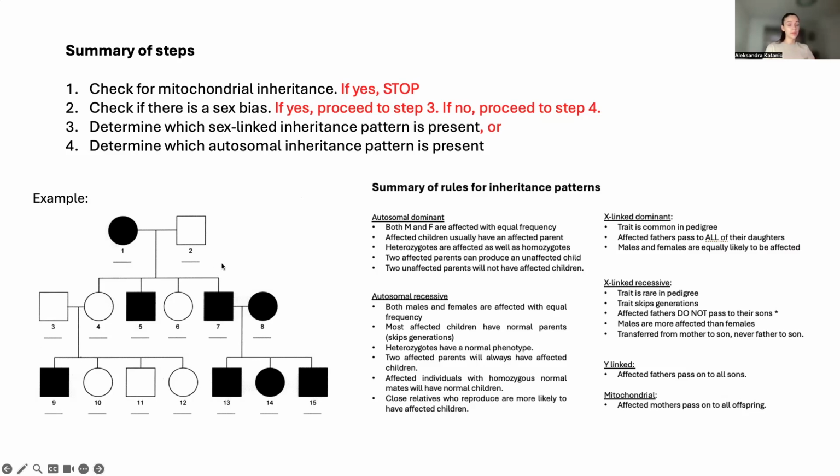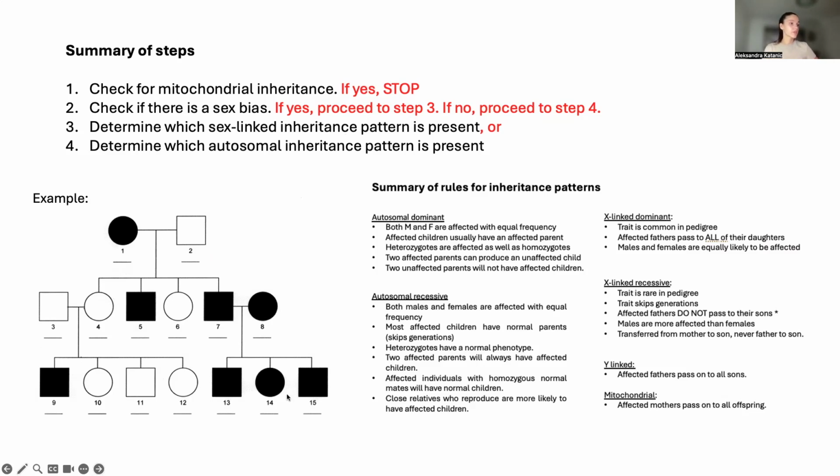If affected mum gives it to all her children, right? So there's affected mum here and here. All of her children have it, but all of her children do not. Mitochondrial inheritance is definitive, okay? So if these kids are unaffected, whereas mum is, it's not mitochondrial. So let's move on. Is there a sex bias?